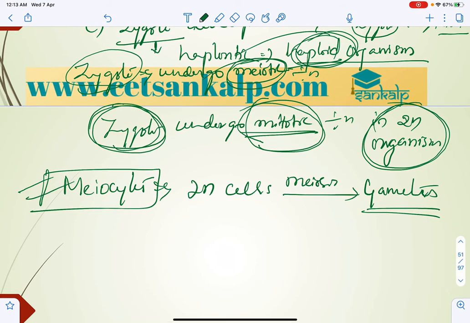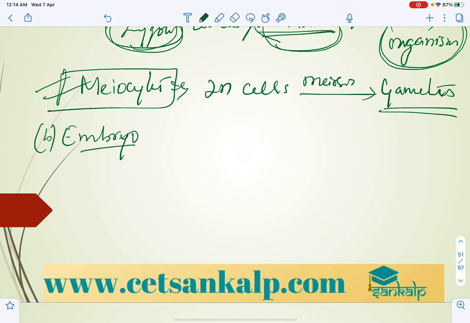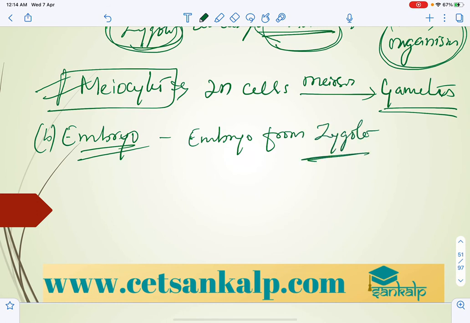So that is what. Finally, embryogenesis. Here, embryogenesis means embryo formation. So the zygote develops into the embryo. The process of development of the embryo from the zygote is what we call embryogenesis.